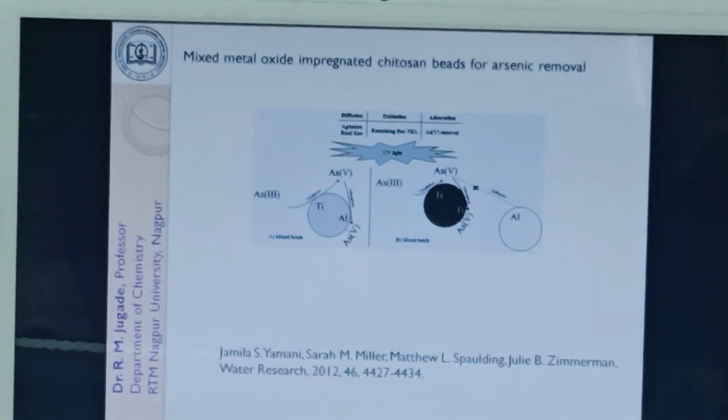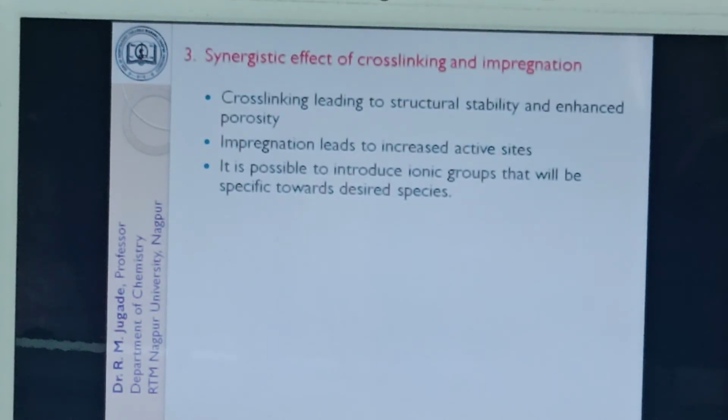Another example I have taken from literature is mixed metal oxide impregnated chitosan beads for arsenic removal. Again, it's a combination of metal oxide impregnated on the chitosan material, and again it has very good adsorption capacity towards arsenic, an environmentally important metal ion. These are the two modifications, the cross-linking and impregnation.